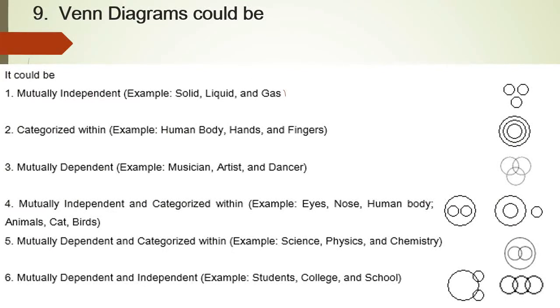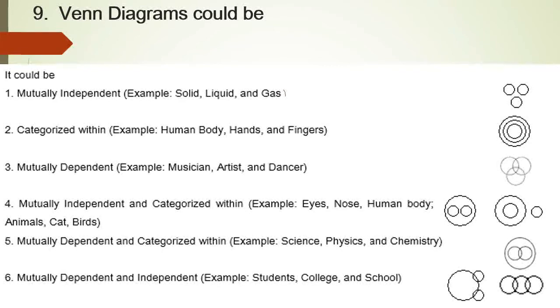Venn diagrams could be mutually independent, for example solid, liquid and gas. In this, all the three are completely different from one another. Second, it could be categorized within, for example human body, hands and fingers. Hands are in the human body, fingers are in hands, so one would be categorized into another. The third, it could be mutually dependent, for example musician, artist and dancer. Sometimes one person could act as musician as well as artist as well as dancer, or take two of the roles or only one role.